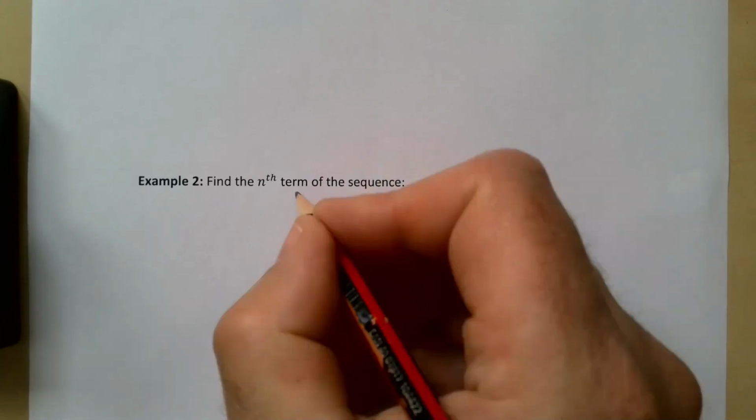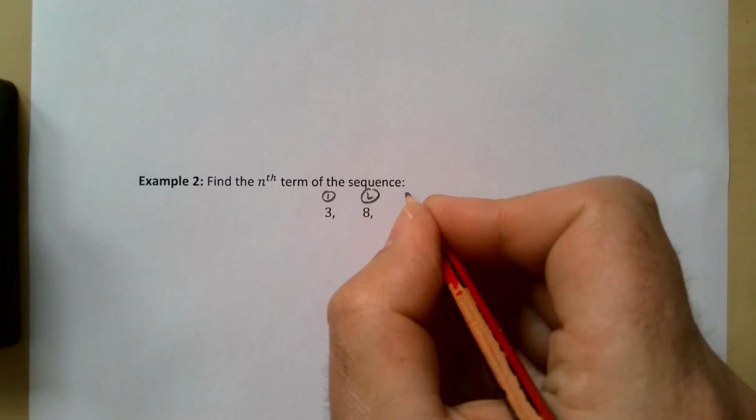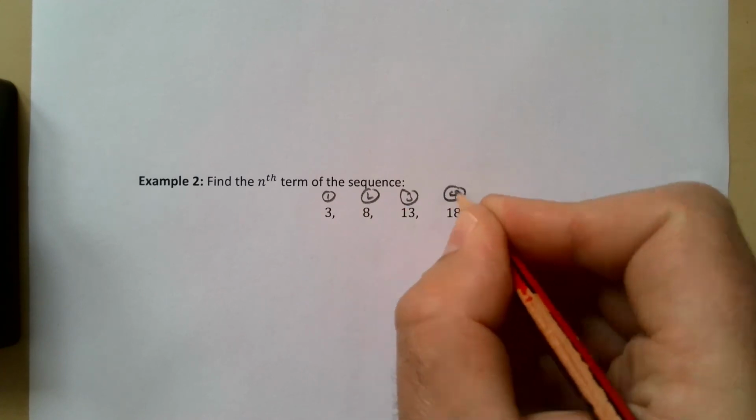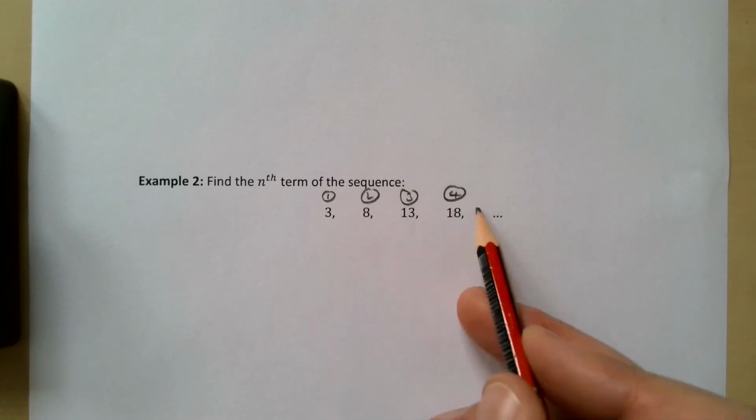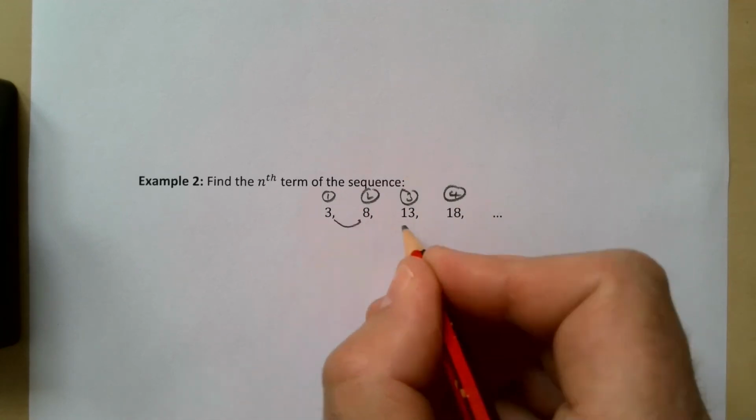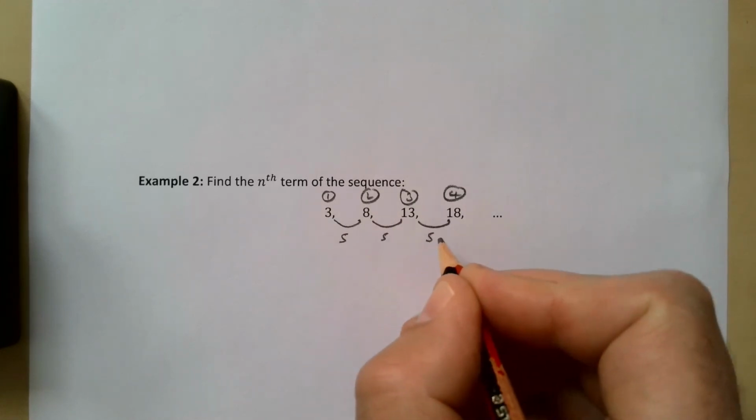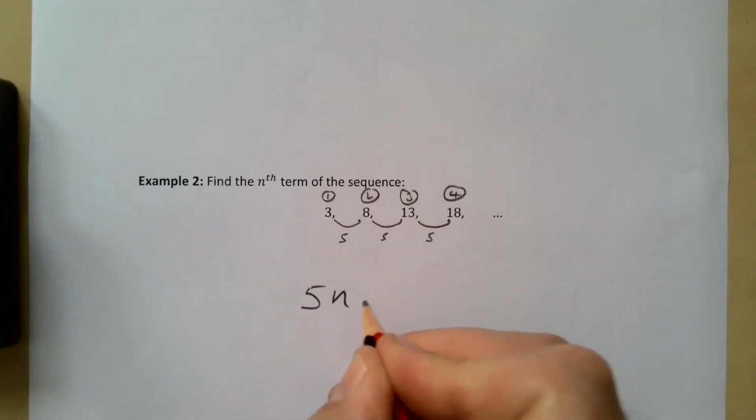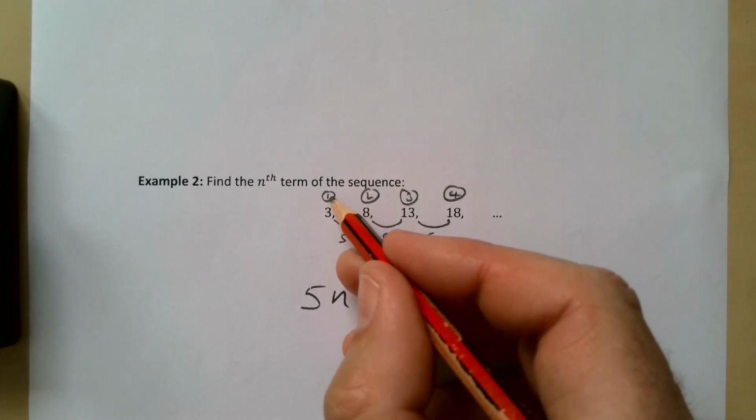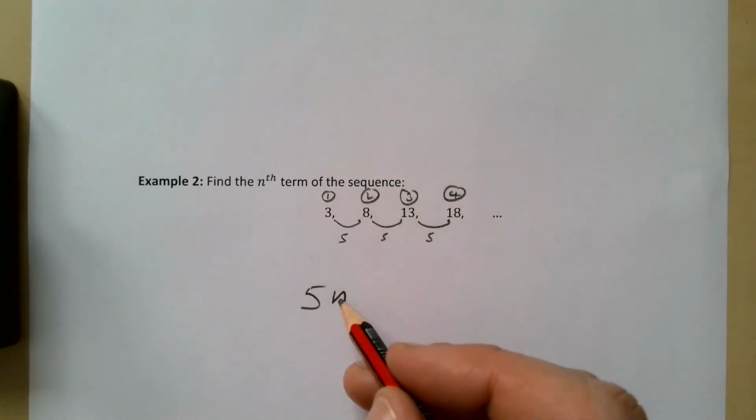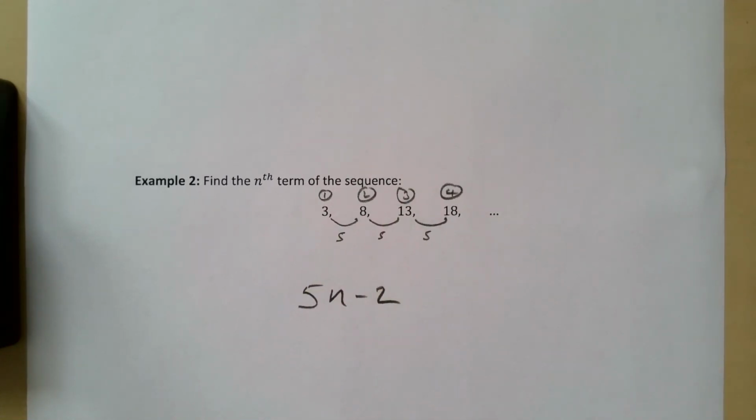What did I do? I numbered them: 1, 2, 3, 4. To find the nth term, I'm looking for a formula. Whenever I sub these numbers in here, it generates this sequence here. The trick is to find the gap, and the gap is 5 each time. That means my formula includes a 5n. I try it for the number 1. 5 times 1 gives me 5, but I want 3. So I'm going to go 5n minus 2.